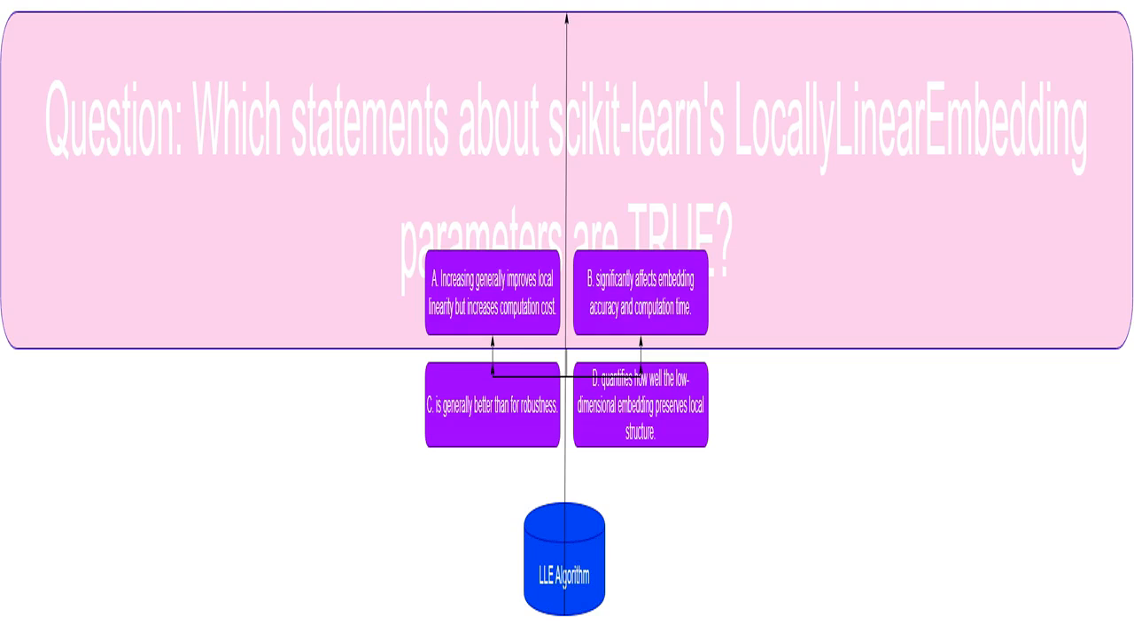This question tests your understanding of the LLE algorithm's parameters in the scikit-learn library. I'm checking whether you know how changing each parameter affects the algorithm's results. It's all about conceptual understanding, not complex math.